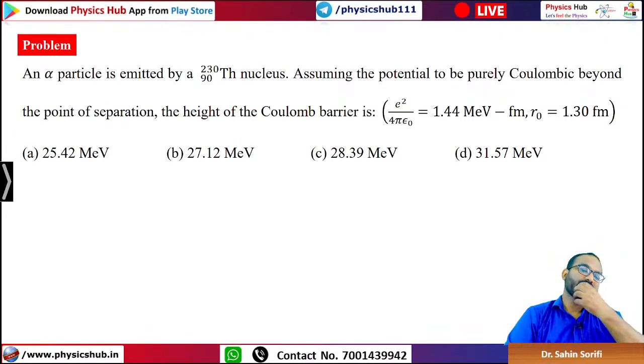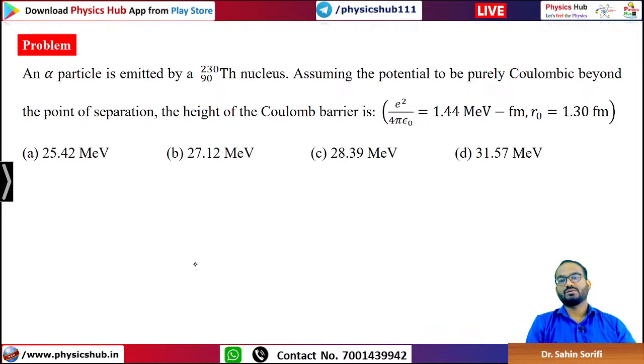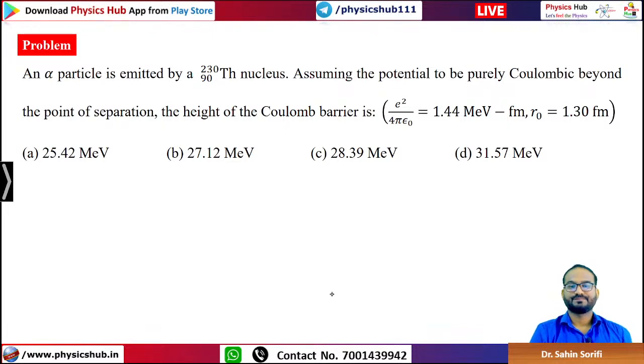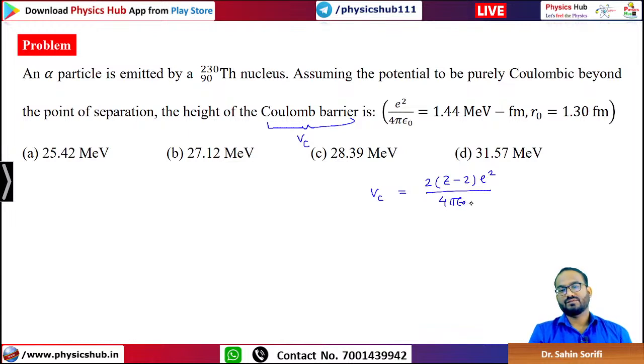Look at this problem. An alpha particle is emitted by a thorium 230 nucleus with atomic number 90. Assuming the potential to be purely Coulombic beyond the point of separation, the height of the Coulomb barrier is? So you have to find out Vc or V naught, the Coulomb barrier. We represented it as V of r. You know the formula of Vc: two times Z minus 2 e square by 4 pi epsilon naught r.